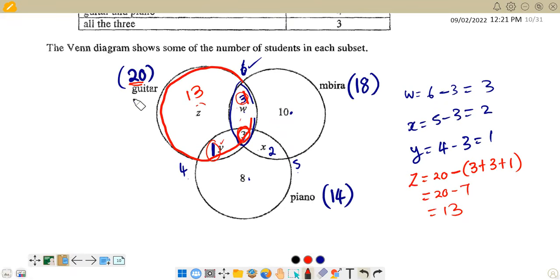And we can see that those who are playing guitar, all of them, they are 20. We are not talking about someone who is playing guitar only. This 18 is representing those who are playing guitar only, without playing piano. But this 20 here is for those who are playing guitar, which means someone can play guitar and at the same time be playing piano. So we are going to take all the elements which are in guitar in this case, which is 20.